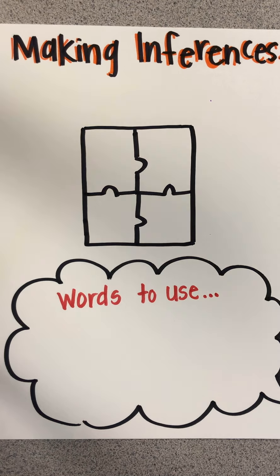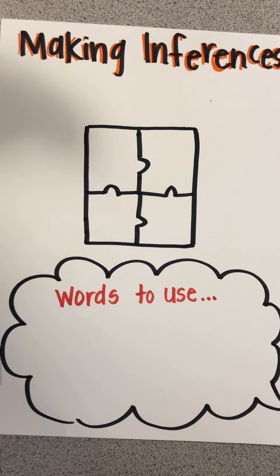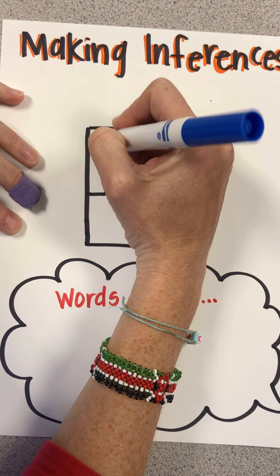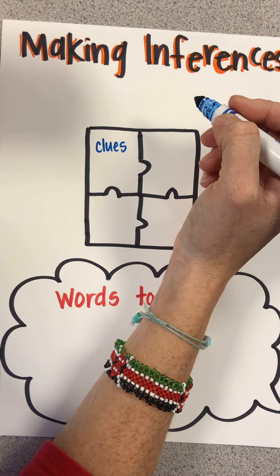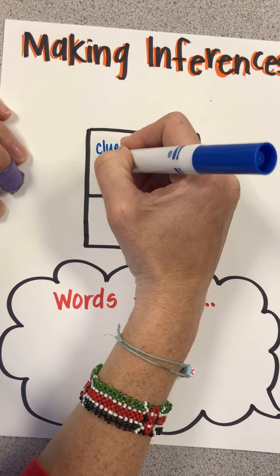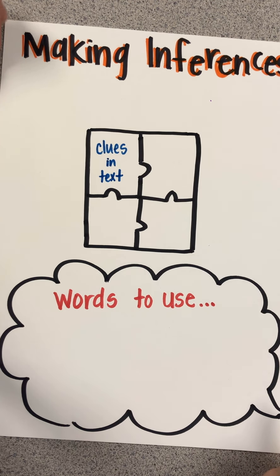So when we're reading something and we're inferencing, we are looking at the clues in the text. That's one of the pieces of the puzzle to being able to infer things. Looking at the clues in the text. Clues inside the text can help us tremendously if we don't exactly know what's happening, but we're trying to put all the pieces together.